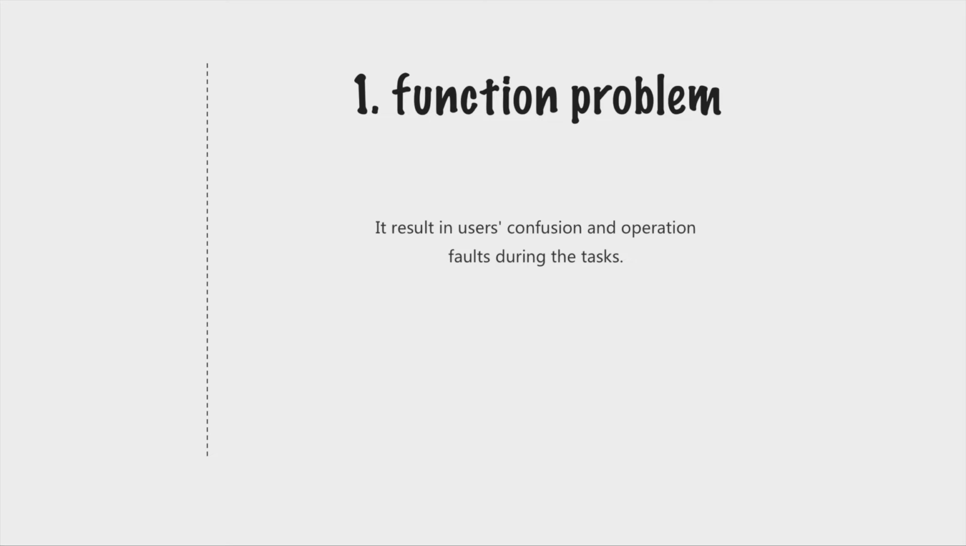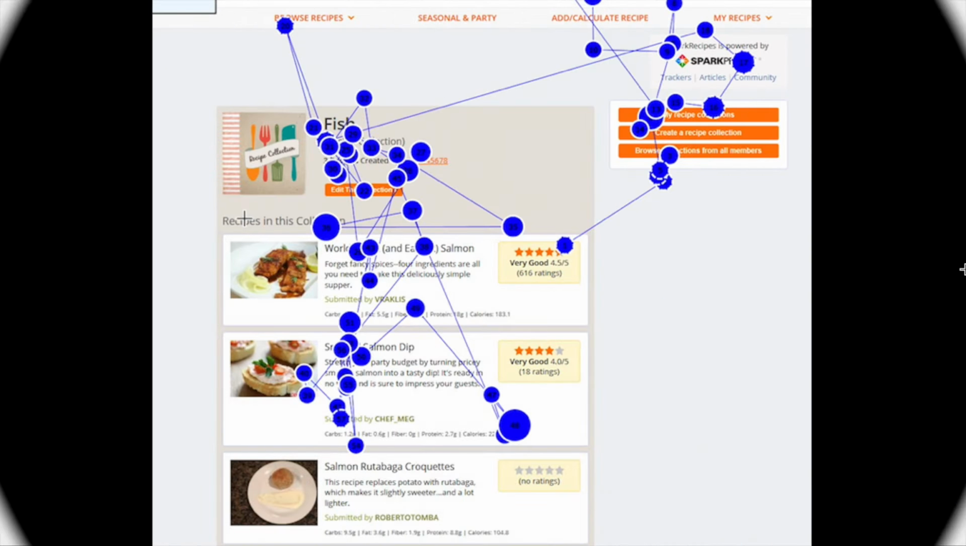The first kind of problem is function problem, which will result in users' confusion and operation faults during the tasks. For example, in task 5, the participants are asked to add a recipe in their collection and then email it to their friend. After adding the recipe to the collection, the website automatically navigated users to the collection page, where all of the participants spent a lot of time looking for the email function there. And this is shown in this figure.